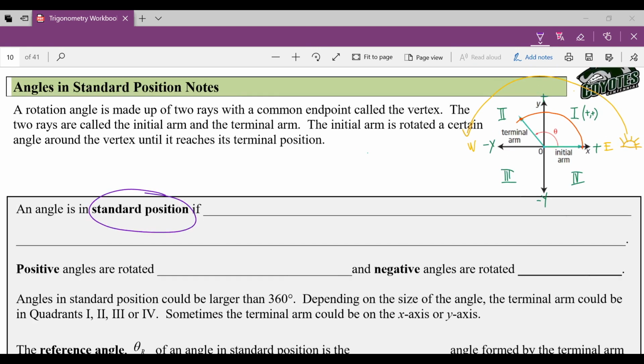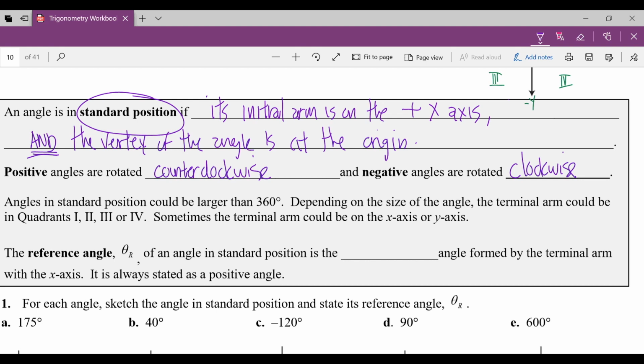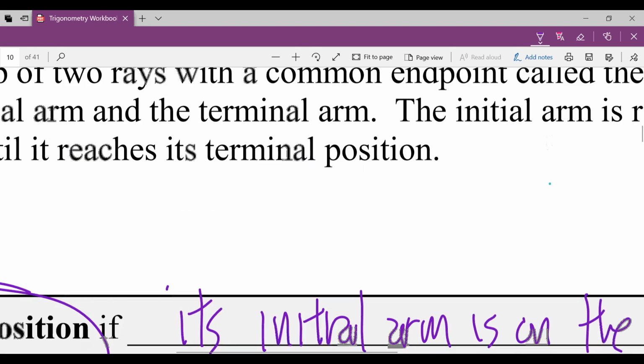So let's talk about another definition then. Standard position. So an angle is in standard position if its initial arm is on the x-axis, not only the x-axis, but the positive x-axis, and the vertex of the angle is at the origin. Positive angles are always rotated counterclockwise from the initial arm, and negative angles, conversely, are rotated clockwise. Angles in standard position can be larger than 360 degrees.